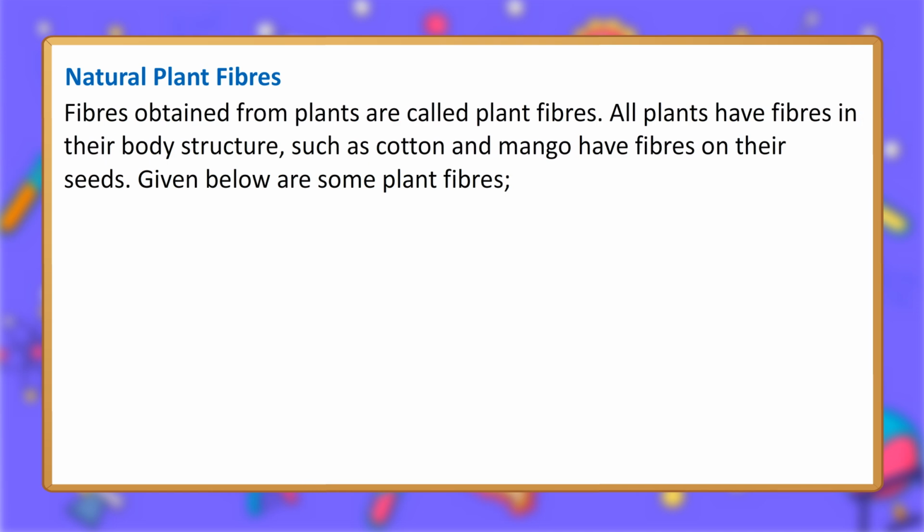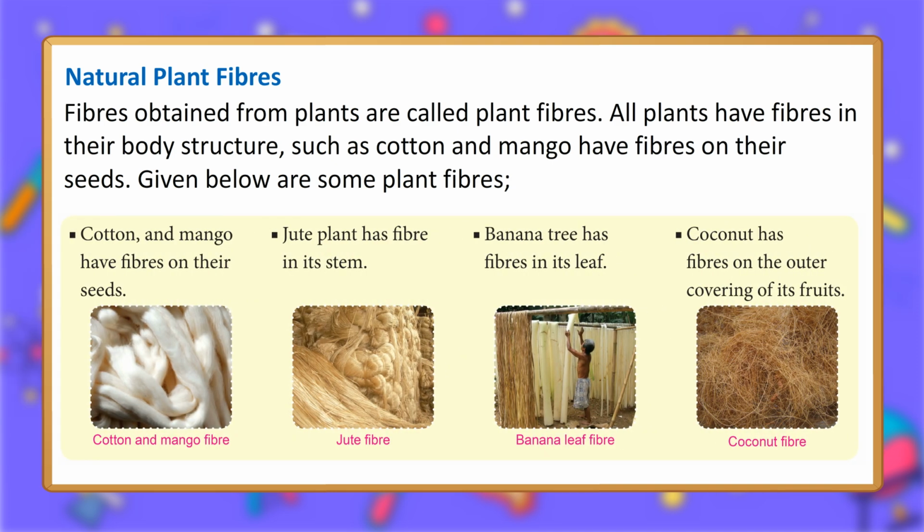Natural plant fibers. Fibers obtained from plants are called plant fibers. All plants have fibers in their body structure. Given below are some plant fibers. Cotton and mango have fibers on their seeds. Jute plant has fiber in its stem. Banana tree has fibers in its leaf. Coconut has fibers on the outer covering of its fruits.